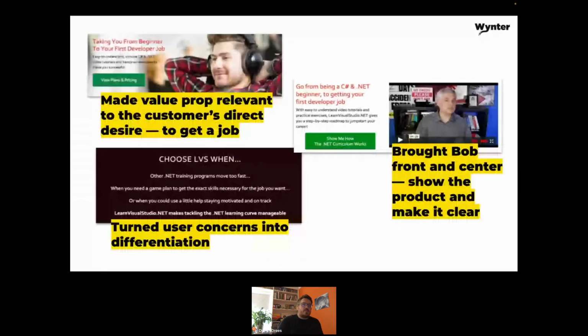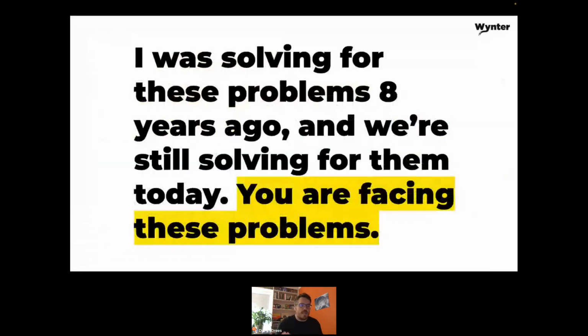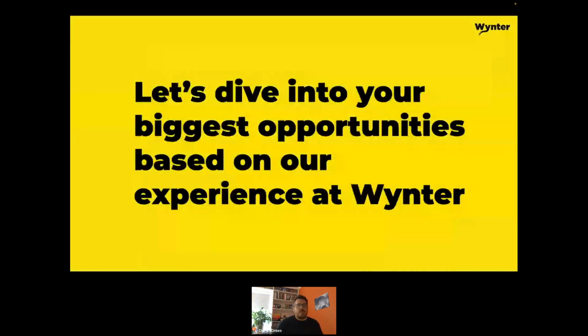Interestingly enough, when I go back to this screen, so many of these things actually are the same thing, right? We were increasing clarity and relevance, right, and differentiation. So it was the same things that I was struggling with eight years ago. The same things I didn't know I was solving eight years ago are the same things that we're actually solving for today. And you're probably going to be solving them for tomorrow as well. And you are definitely facing these problems right now. So with that said, I'm going to dive into some of the biggest opportunities that I believe you probably can start tackling, places that you're probably struggling right now based on the myriad of Wynter tests that I reviewed.